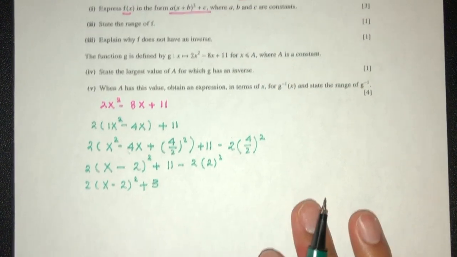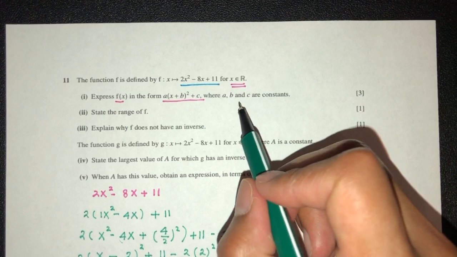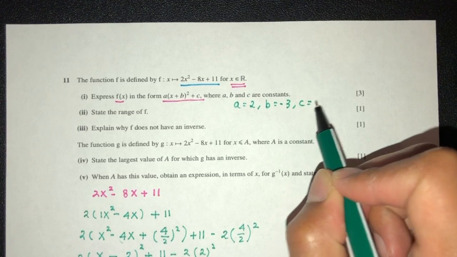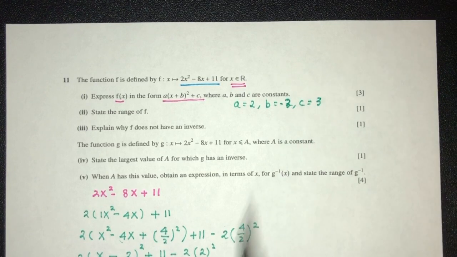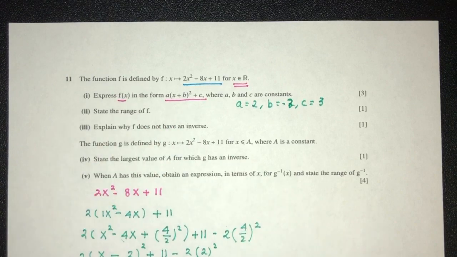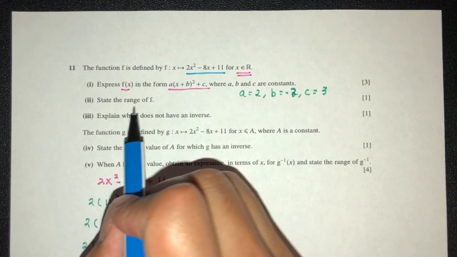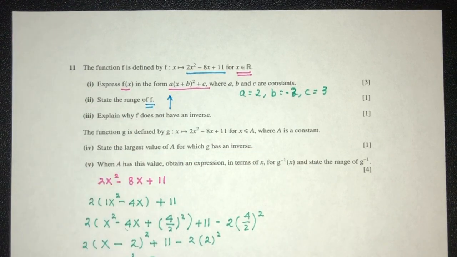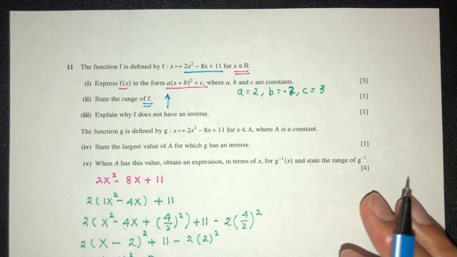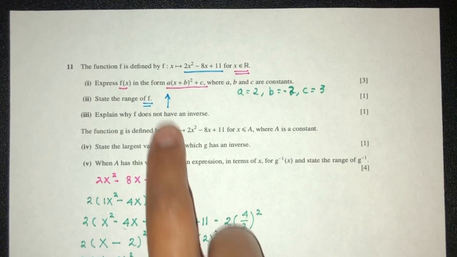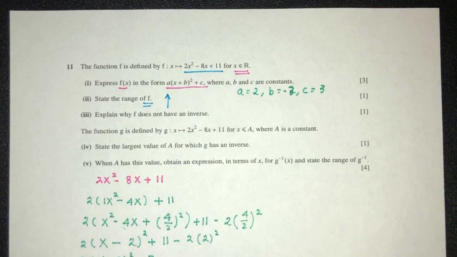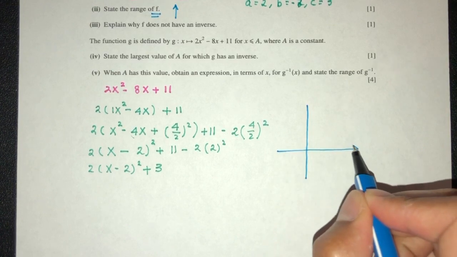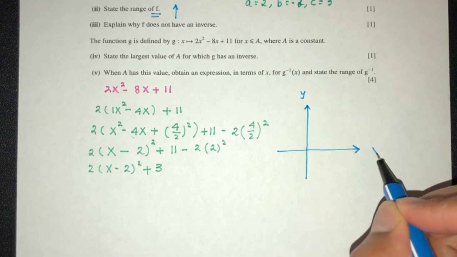So by comparison, you can see this is equal to this, where the value of a is 2, b is minus 2, sorry, and c will be the value of 3. That will be part 1 of the question. Now part 2, we have to state the range of f. The range is the y value of f, or the upward or downward value of f. So we have to look at the graph usually. Now there's a reason why they ask you this question after this one, so we can actually use this one to find the value. So looking at the shape of the graph, this is my y-axis and my x-axis.